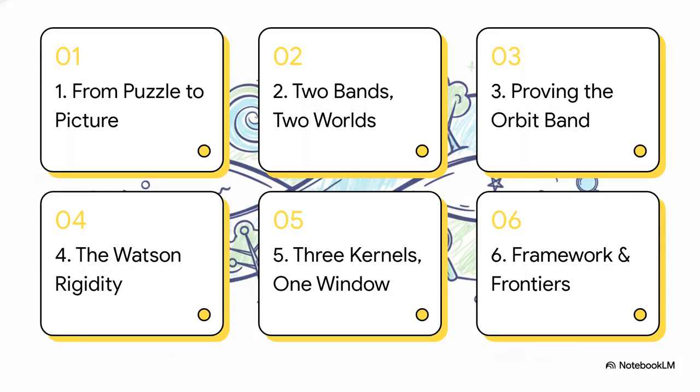First, we'll look at the puzzle that the previous papers left us with. Then we'll dive into paper 33's two-band solution. We're going to be super clear about what's been proven, what's still a conjecture, and the absolutely amazing numerical evidence that backs it all up. And then we'll look at what's next.